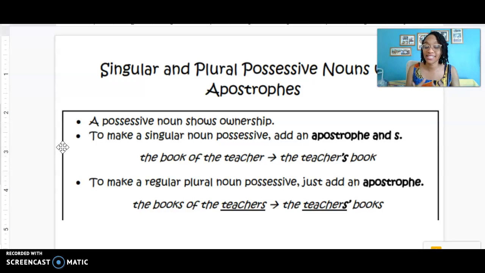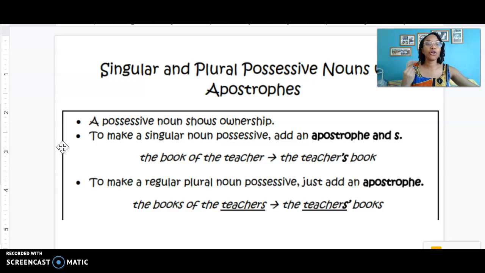nouns. Now we're getting into a subject that's a little bit tricky. To make a singular noun possessive, we add an apostrophe and an s. Instead of saying the book of the teacher, we say the teacher's book. In this first example, the book belongs to just one teacher. For example, this is my book, a teacher's book.